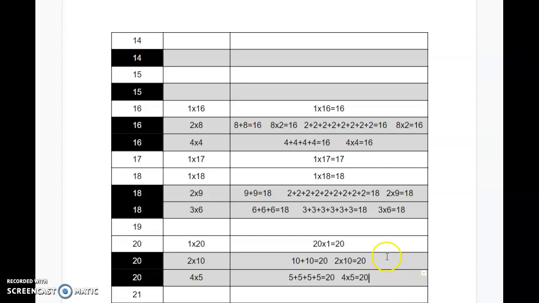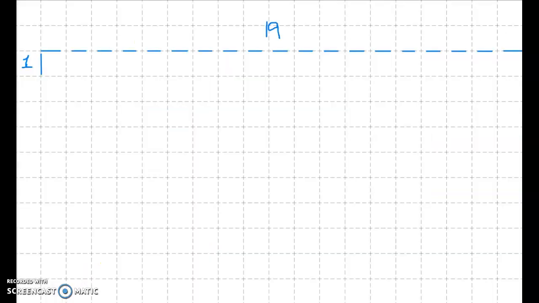Let's fill in our books on these 3 rows for 20, and then we'll go back and look at the frame for our 19 tiles. Let's see what that rectangle will look like. All right, here's our frame for our 19 tiles.